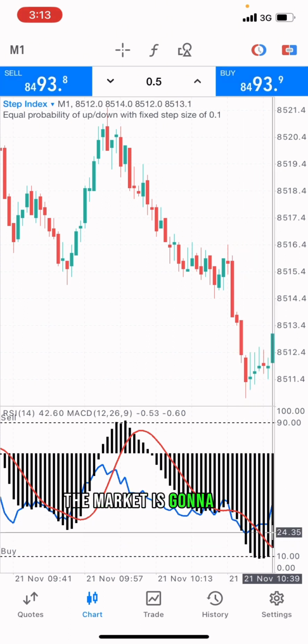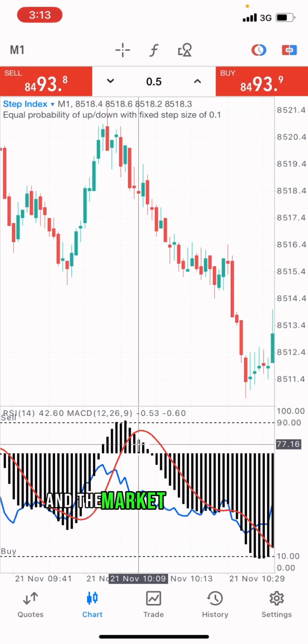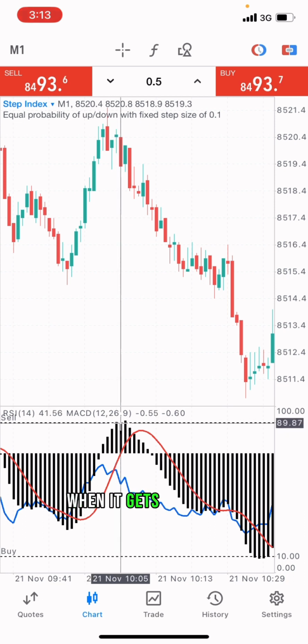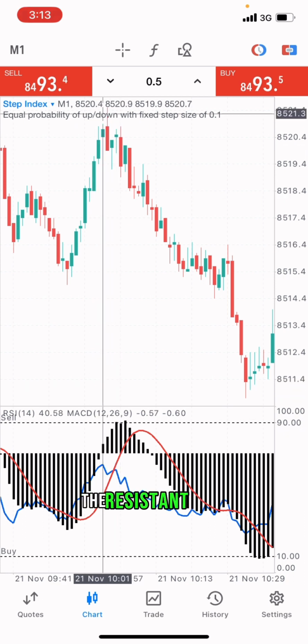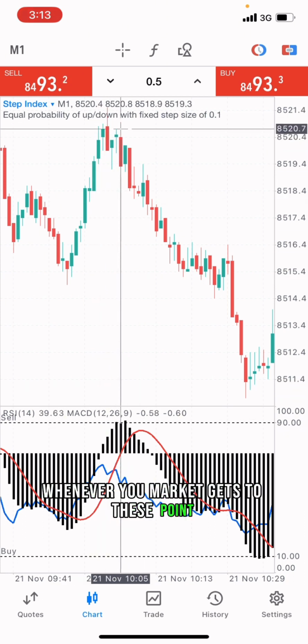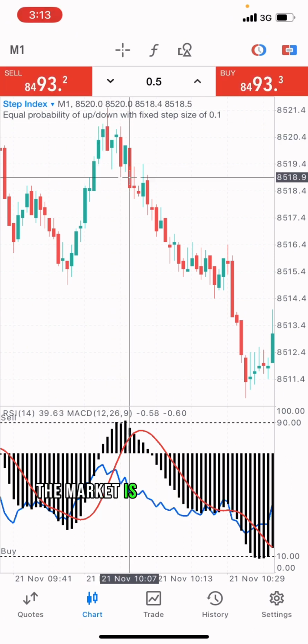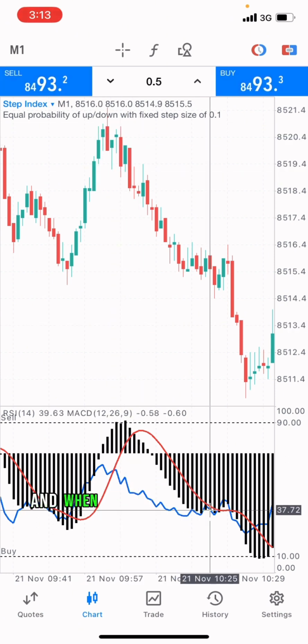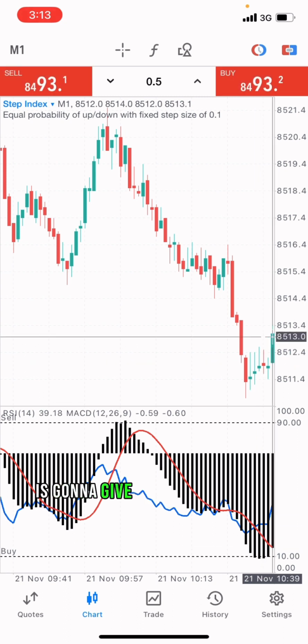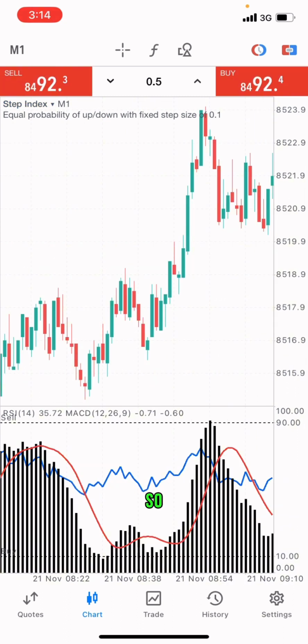Okay, so the market is going to buy when it gets to level 10, and the market is going to sell when it gets to 90. Because here's the resistance level, so whenever the market gets to this point, the resistance level, the market is going to drop down for a sell, and when it gets to the support zone, it's going to give you a signal for a buy.